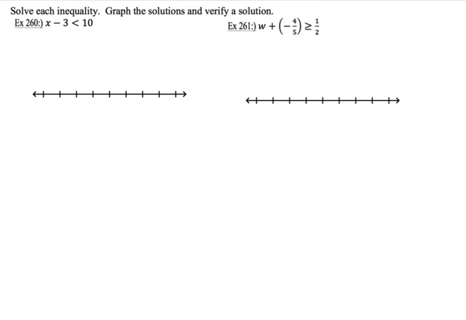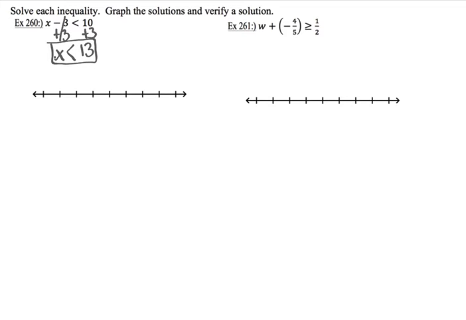Okay, examples in the notes. Example 260. Solve the inequality, graph the solution, and verify a solution. Okay, we're going to be verifying solutions. So x minus 3 is less than 10. We're going to get rid of the negative 3 with a positive 3 on both sides. This gives me x is less than 13, which now x is by itself.